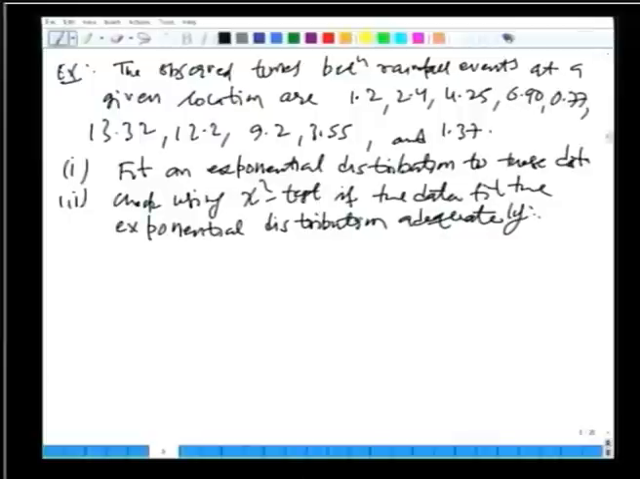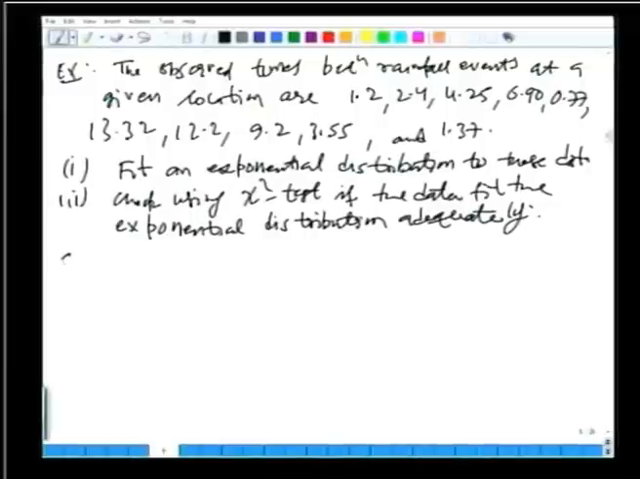Okay. So, this is the question in which we are given the time elapsed between 2 rainfall events, and there are different data points given, I think about 10 of them. First, we have to fit an exponential distribution, and the second thing is to find out whether this fit is adequate or not. Then we will use a standard value of alpha, which is 5%. Okay, so let us look at the solution of this question.